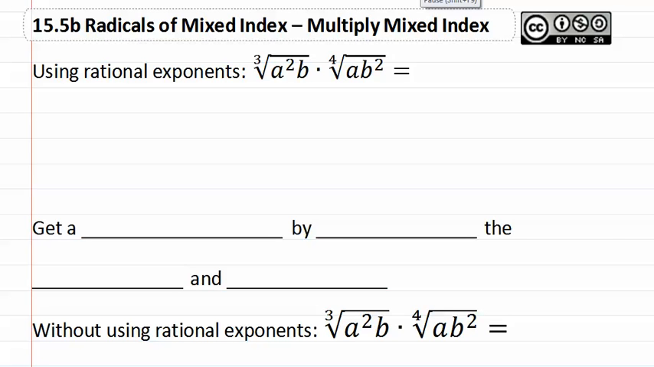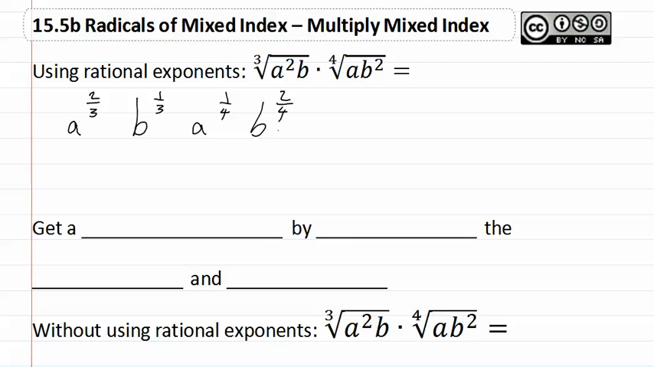15.5b, multiply mixed index. If we do this using rational exponents, we first need to change them into a rational exponent, remembering that the index becomes our denominators. This gives us a to the 2/3, b to the 1/3, a to the 1/4, and b to the 2/4.